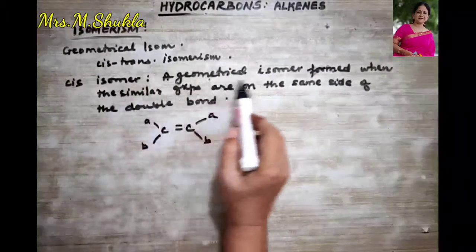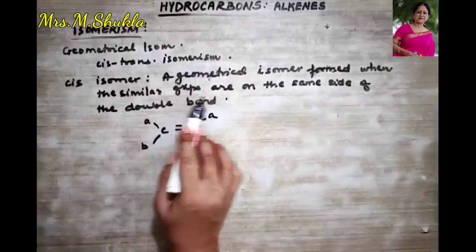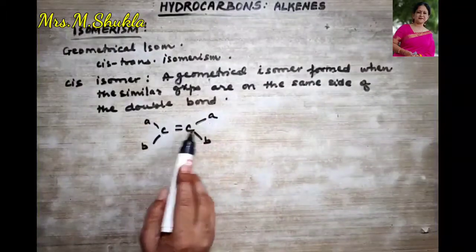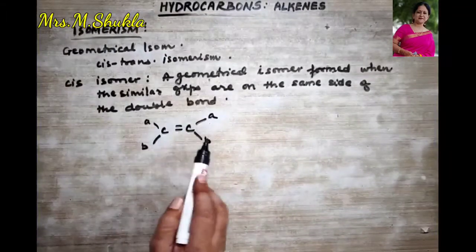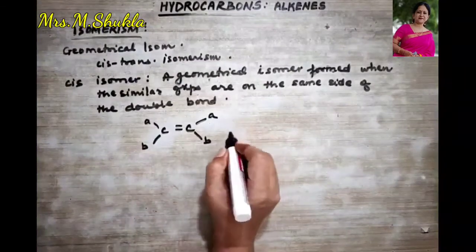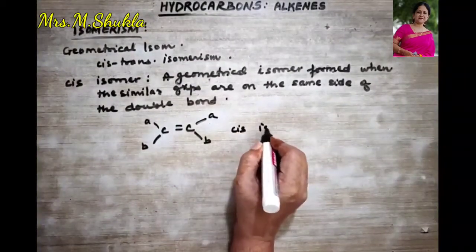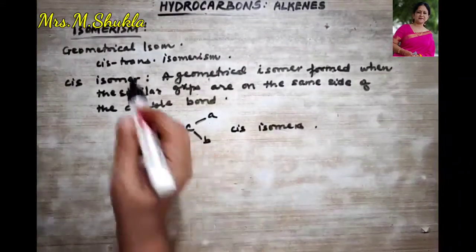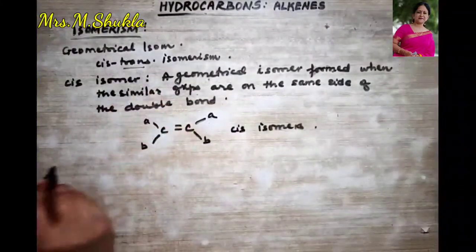What did I say? It is formed when the similar groups are on either side of the double bond. Similar groups on the same side of the double bond, then they are termed as cis isomers, right? And when do we say that they are trans isomers?